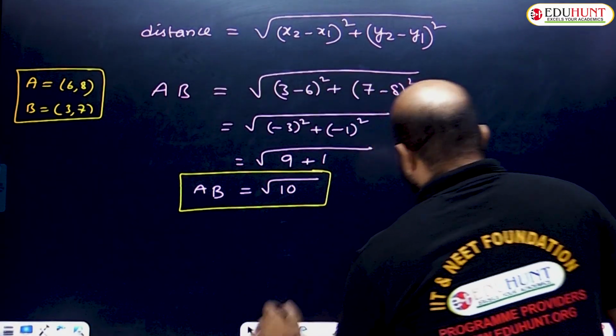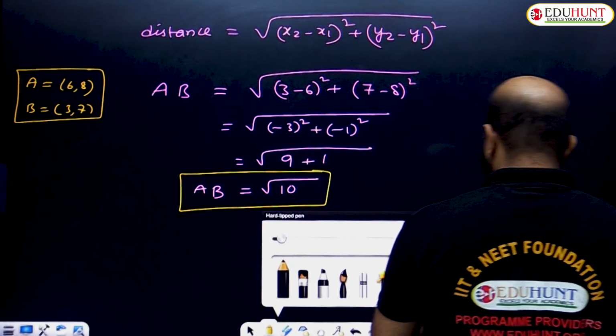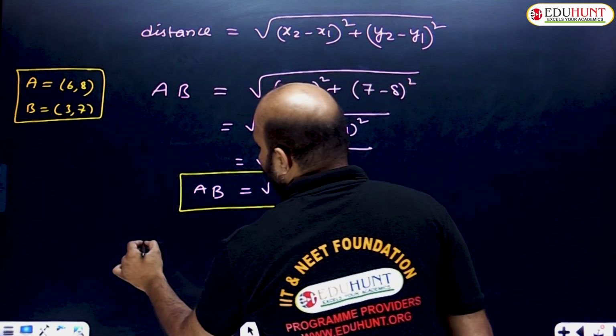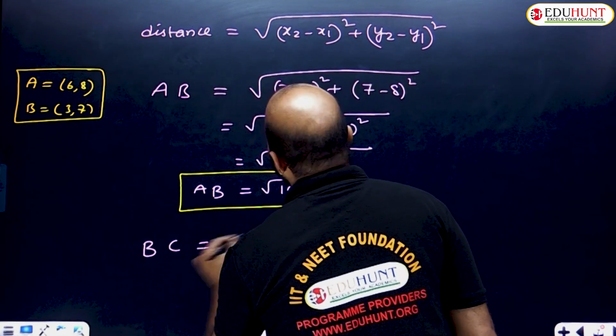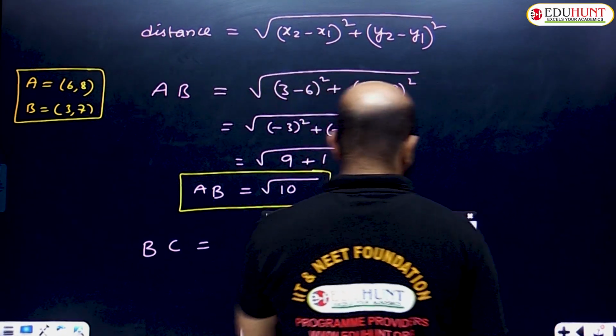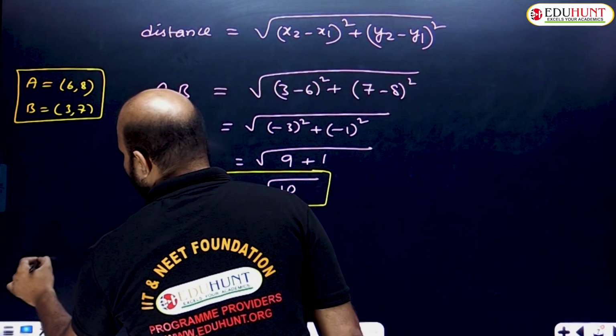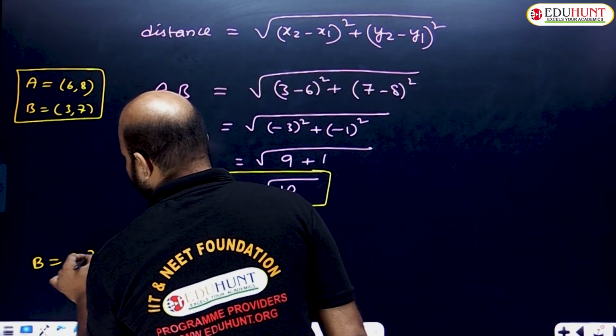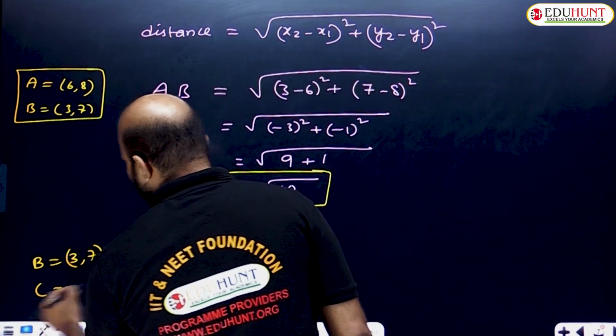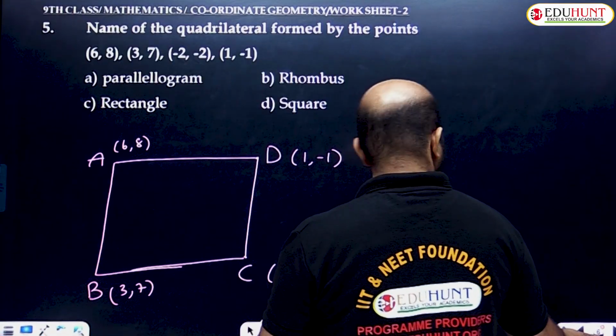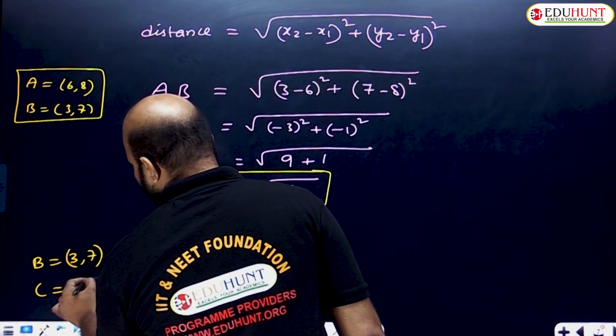And similarly, again we need to find the BC distance by using the same formula. Here what are the B coordinates? B coordinates (3, 7) and C coordinates what I am given: (-2, -2).